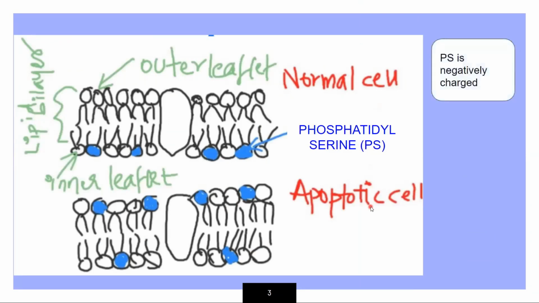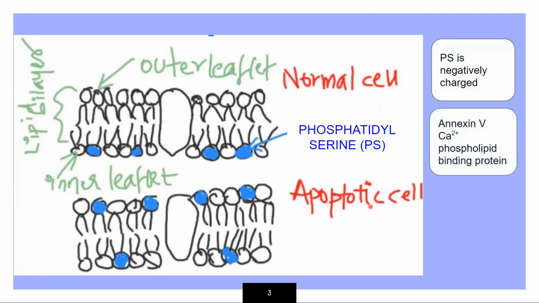Now, since this phosphatidylserine is negatively charged, a dye called annexin V is used. This is a calcium phospholipid binding dye that will bind to this phosphatidylserine. Now, this annexin V in turn is bound by a fluorophore called FITC. FITC helps with the detection of the annexin V phosphatidylserine complex.